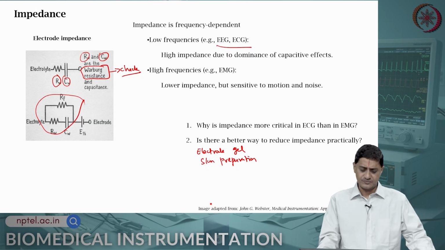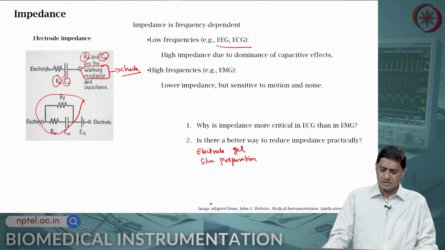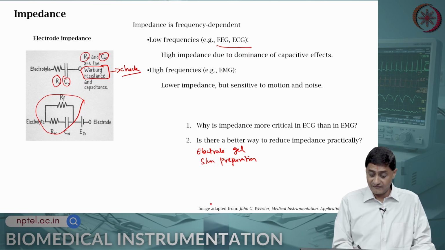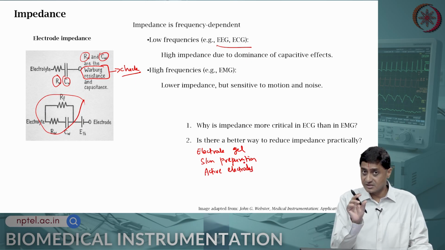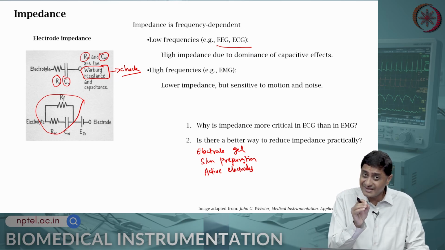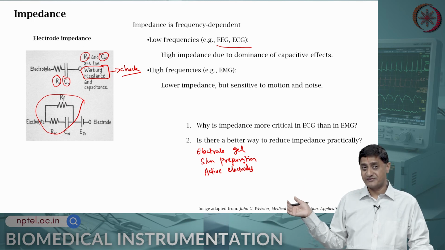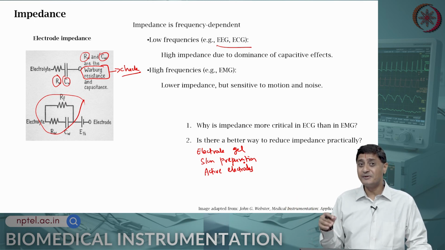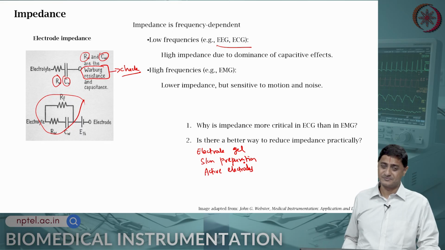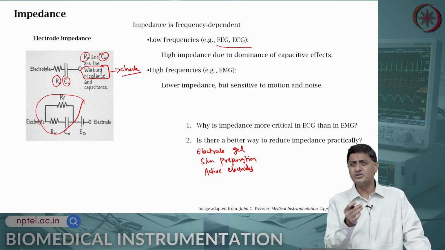What else can I do? I can try to have active electrode designs. In this case, I get a small amplitude signal and I amplify it then and there, and then have a post amplifier, a second amplifier that amplifies. This reduces impedance due to the lead wires, for example, or impedance due to the conducting wires.